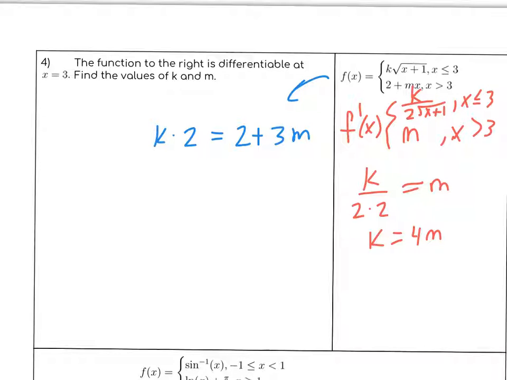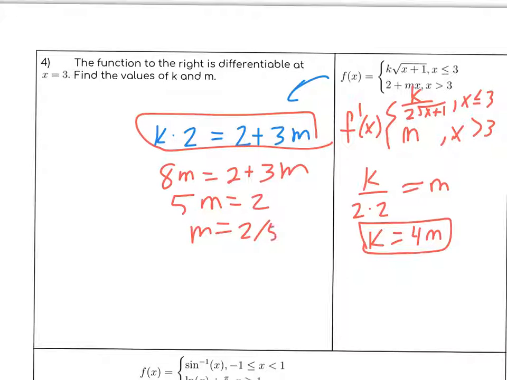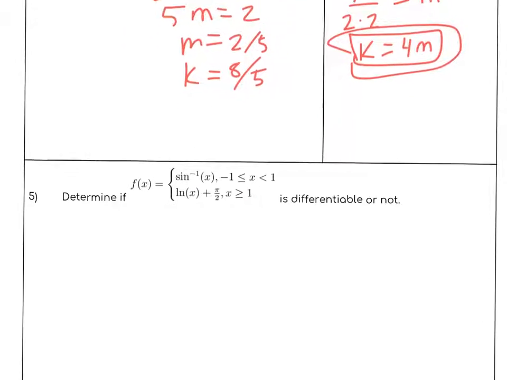Okay. Well, I've got a k I can plug in because I've got k equals 4m over here. And when I do that, we get 8m is equal to 2 plus 3m. So we're going to have 5m equals 2 and m equals 2/5. If I plug that in to find k, we get k is equal to 8/5. Okay, moving on to the next one.